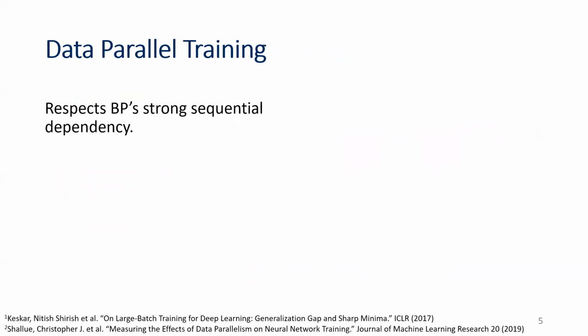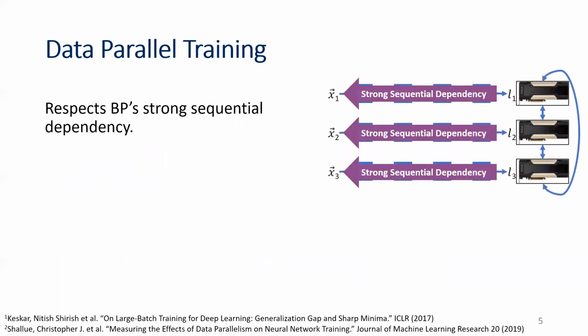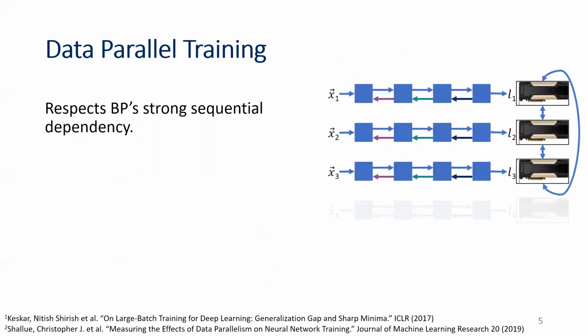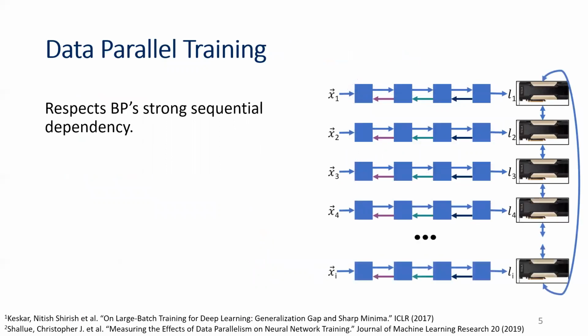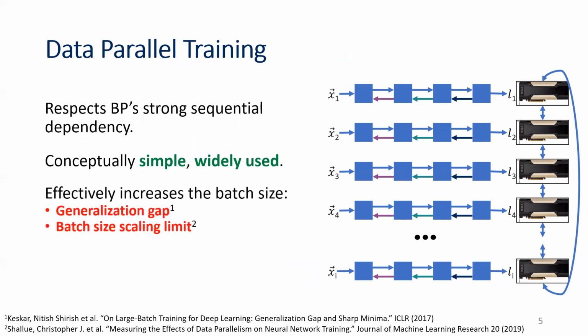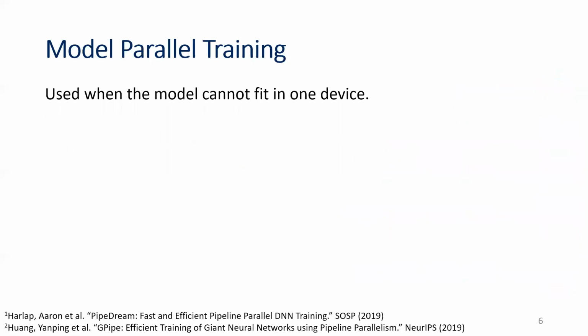We can choose to respect such dependency, and that's exactly what data parallel training does. In this case, BP's dependency is preserved in each node, and training is scaled up by stacking more and more nodes, which essentially increases the batch size. It is conceptually simple, and perhaps that's why it's widely used. However, the scaling of such approach does not persist forever due to the phenomenon of generalization gap and batch size scaling limits. More importantly, the model must fit into one device. And if such constraint cannot be fulfilled, you probably need to use model parallel training instead.